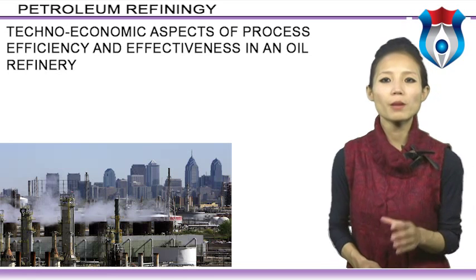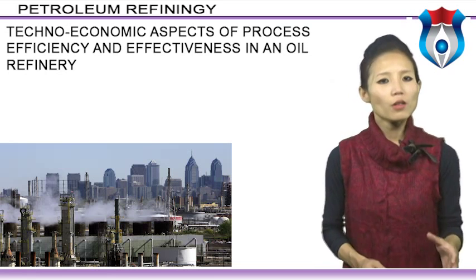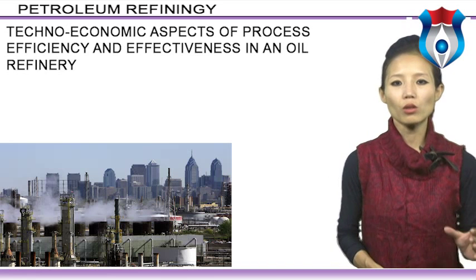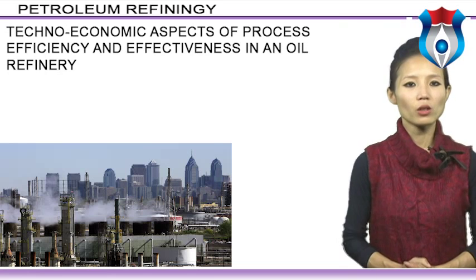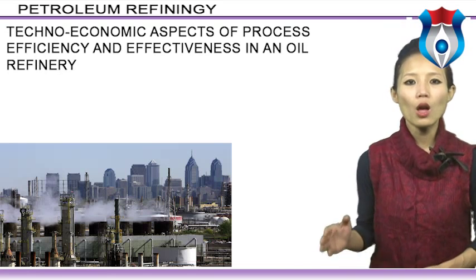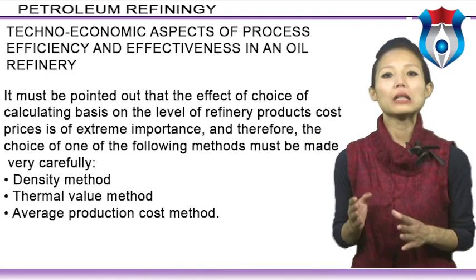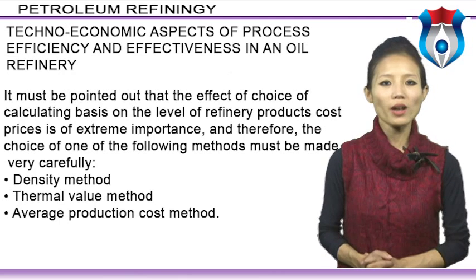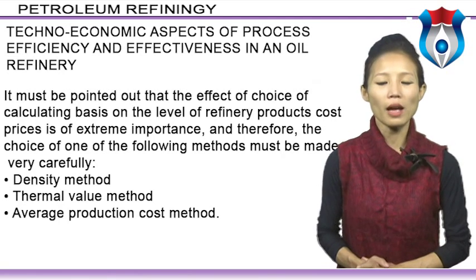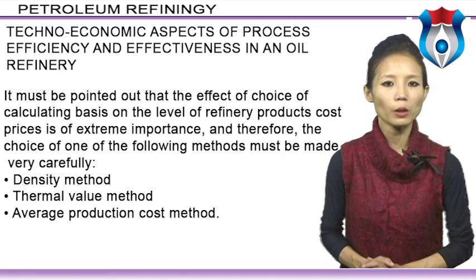The procedure for determining the cost prices of finished products has 3 phases. In the first phase, the total refinery costs are distributed to the refinery units. In the second phase, the costs of each mentioned unit are distributed to semi-products which are obtained on these units. It must be pointed out that the effect of the choice of calculating basis on the level of refinery product cost prices is of extreme importance, and therefore the choice of one of the following methods must be made very carefully.